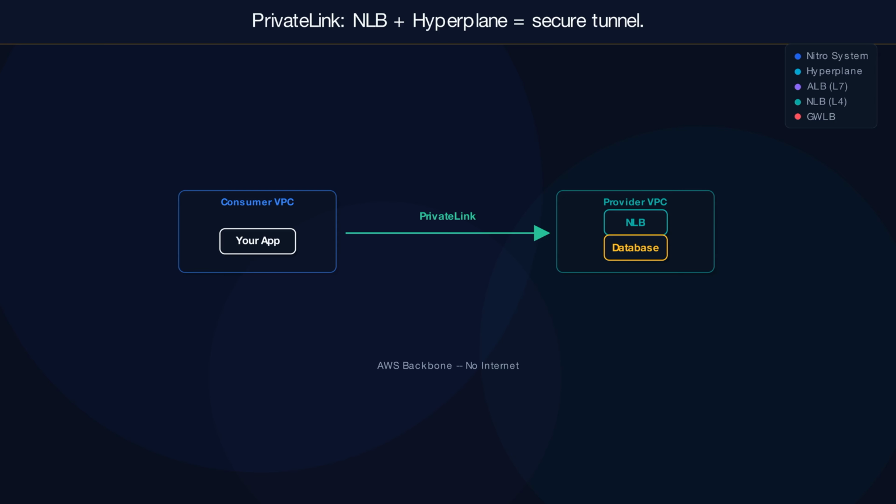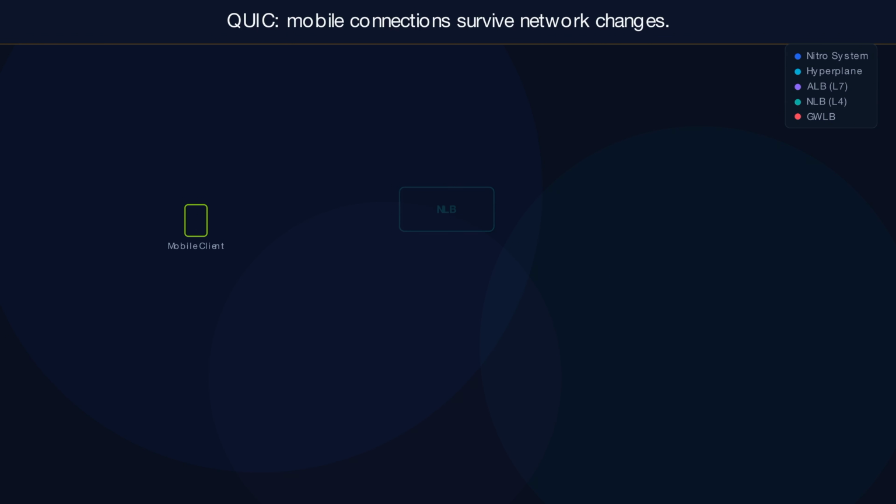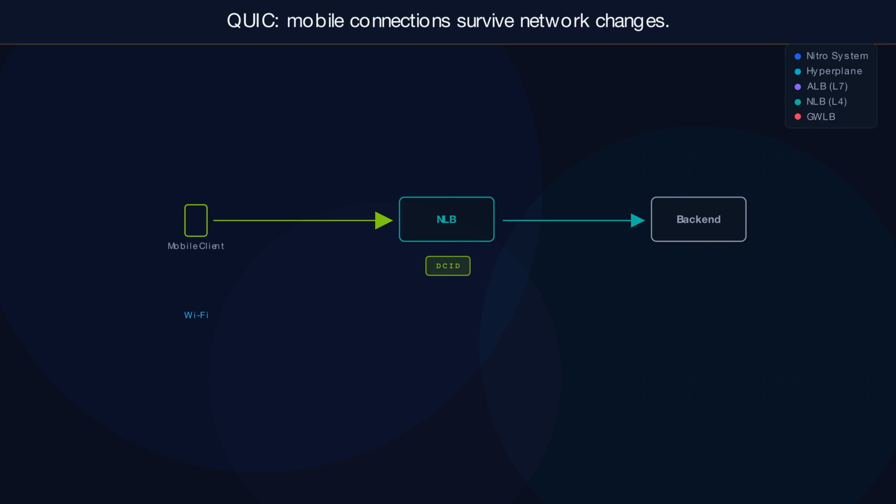One killer feature: NLB powers AWS Private Link. Instead of routing traffic over the internet or through a transit gateway, Private Link creates a direct tunnel using the NLB and Hyperplane. Traffic stays on the AWS backbone, never touches the public internet, and uses the local subnet IP, as if the service lived next door.